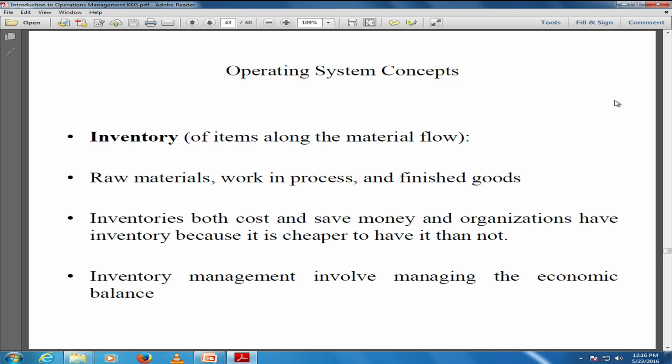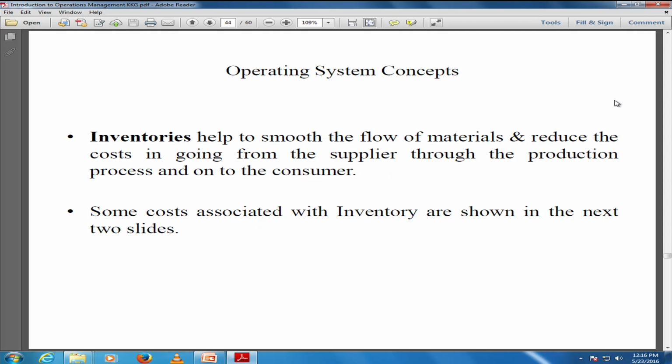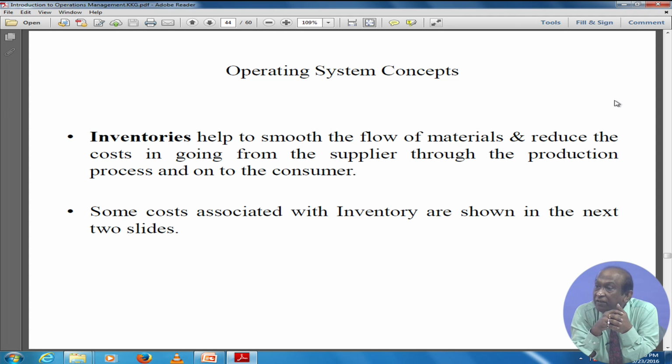But first of all, you will ask me, sir, if inventory implies that money is tied up, then why do we at all have inventory? This is another question in your mind. To that, the typical operations analysts have answered that inventories help to smooth the flow of materials and reduce the costs in going from the supplier through the production process and on to the customer. This is a typical definition. But then we have to analyze whether we need it, what are the costs, what are its functions, and how do we eliminate it. Though it will be dealt with in detail by Professor Mukherjee and Professor Rai, there are certain fundamental concepts you must know right at this moment in order to appreciate their class.